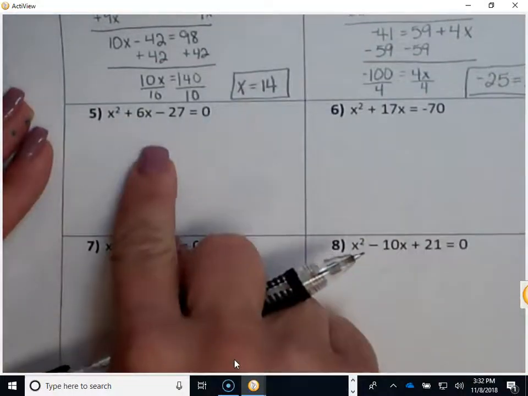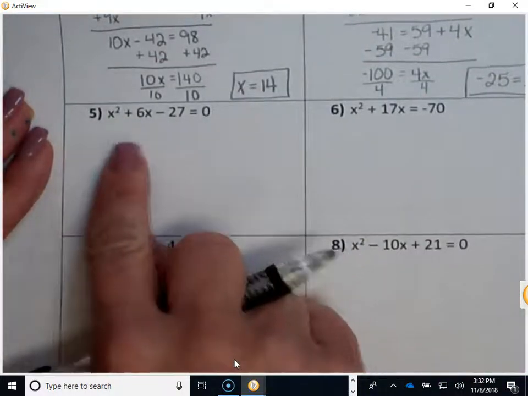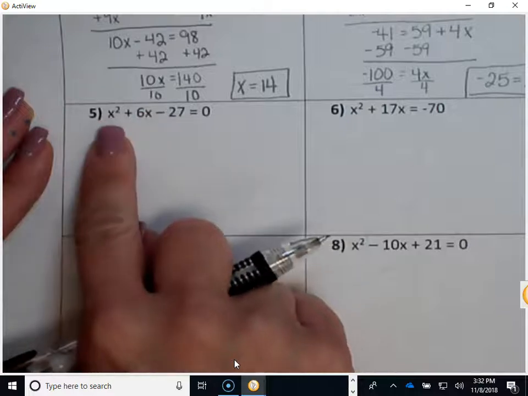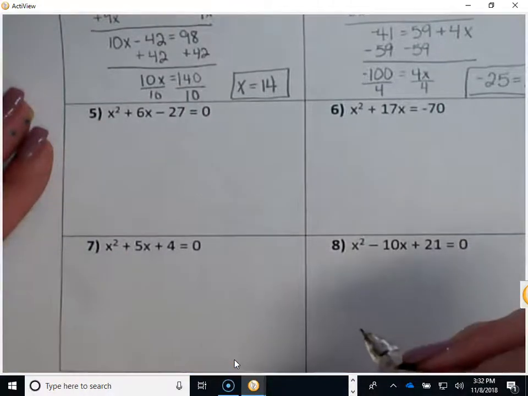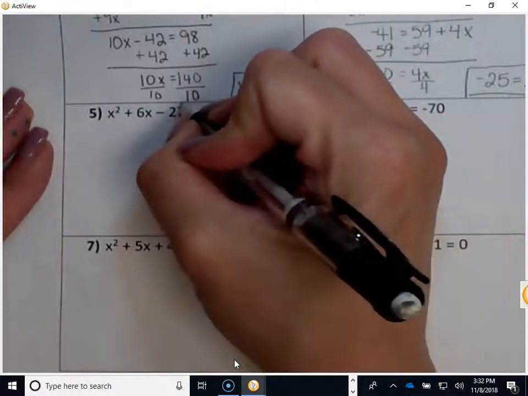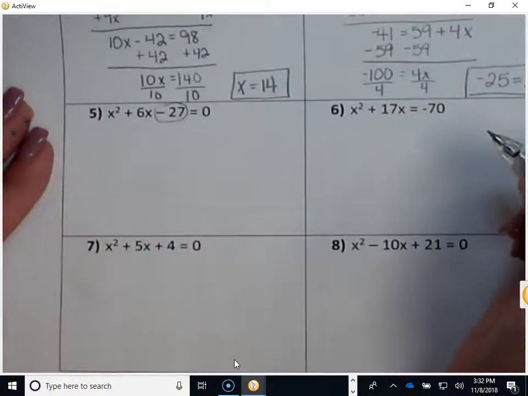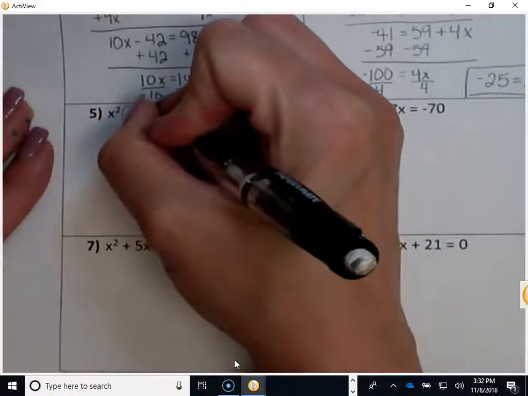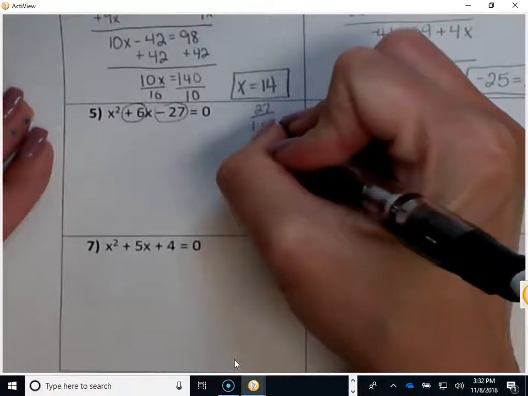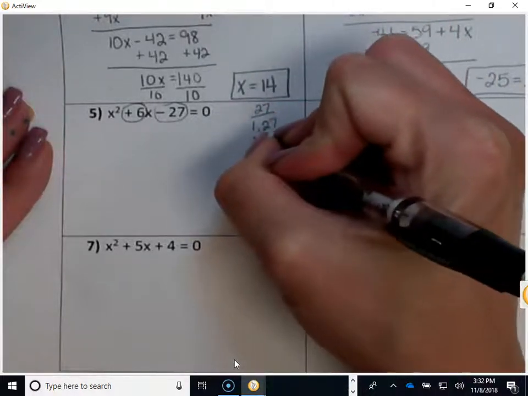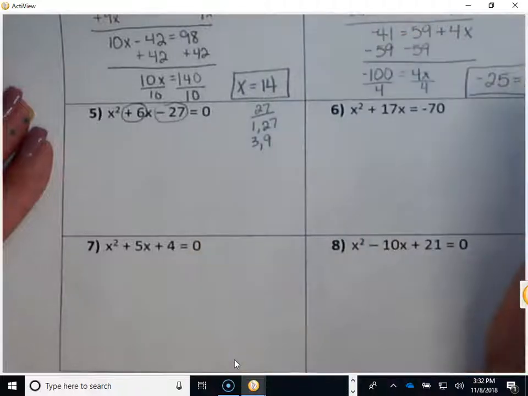Alright, so in this case, everything is already on the left side. Anytime you see an x squared, you need to have everything on that side, the other side equal to 0. Since that's already set up for us that way, we need to factor. The way we factor is we have to find two numbers that multiply to give me a negative 27, but add together to give me a positive 6. So I need to write my multiples of 27 out to the side. 1 and 27, 3 and 9, and I think that's it.